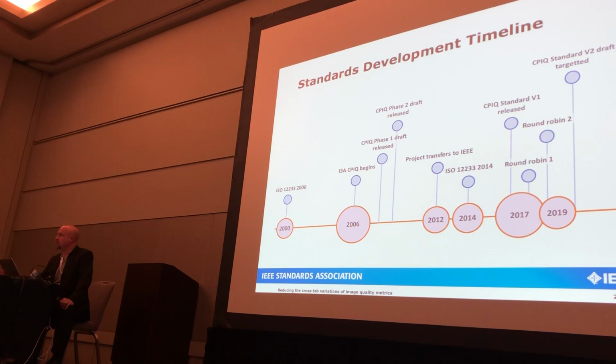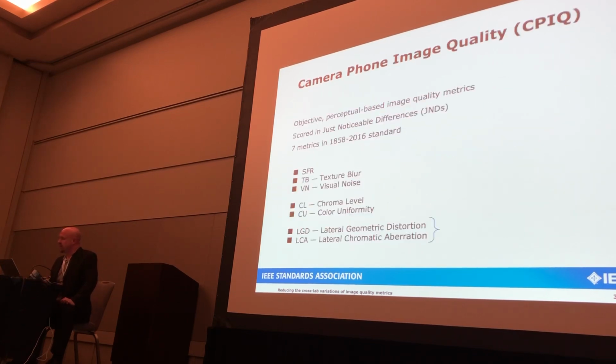We started work 13 years ago. We've had a great number of contributors across the imaging industry. We published the first version of CPIQ 1858-2016 at the beginning of 2017, then began the process of establishing and validating the procedures for executing these standardized tests. I include the ISO standards in this timeline because their work is strongly linked to what CPIQ is trying to accomplish. We want to build upon the work of other standards rather than duplicate their efforts.